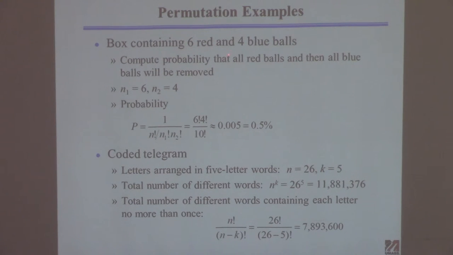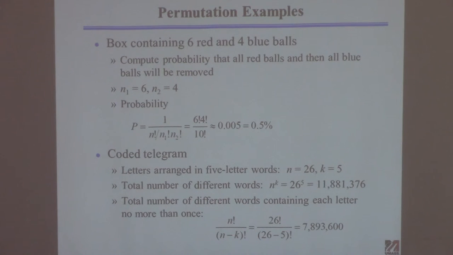So this is where the classes come in. We have 10 total. 6 of them are red, 4 of them are blue. And so now I want to know what's the probability that I'm going to remove all 6 and then the 4. Okay, that's one possible outcome.